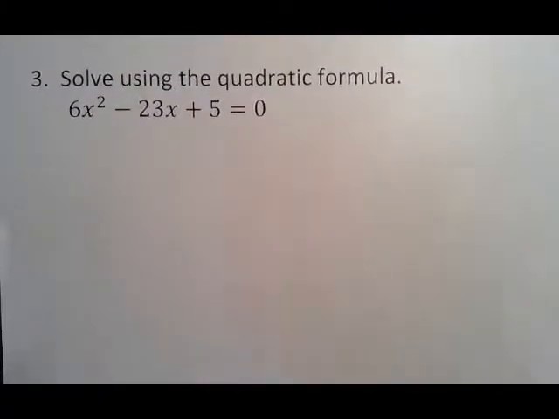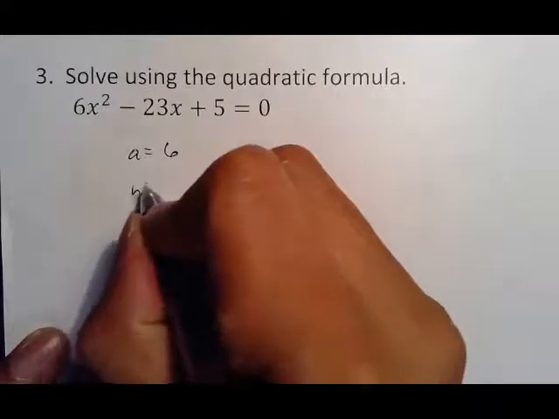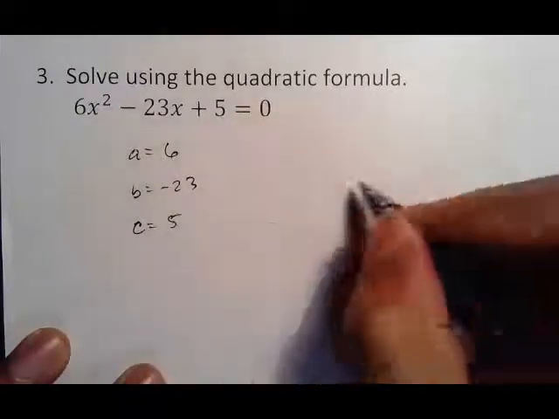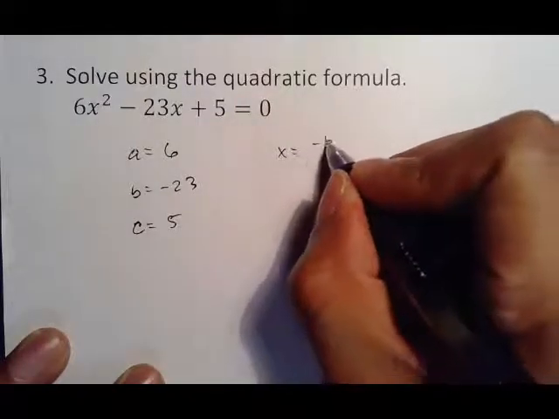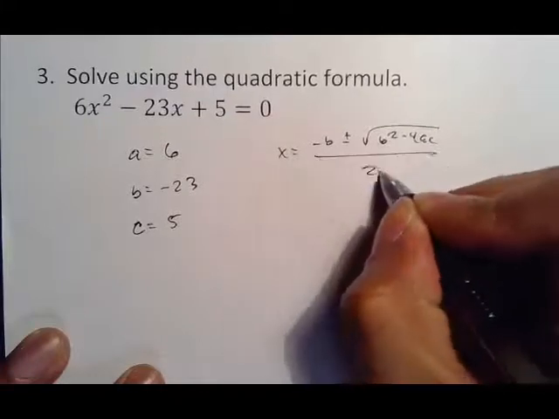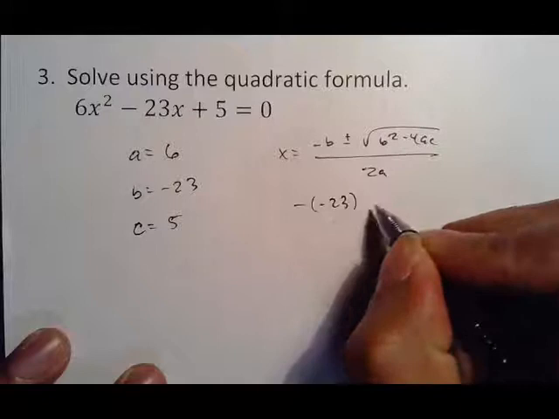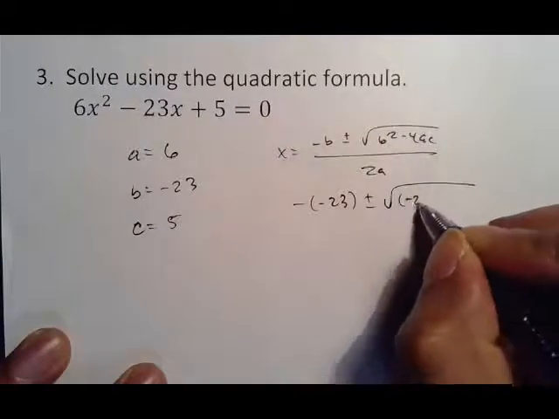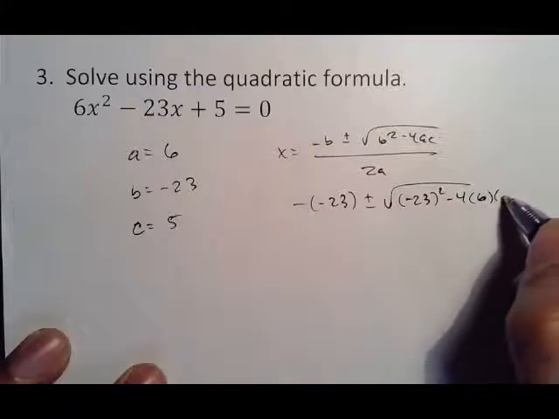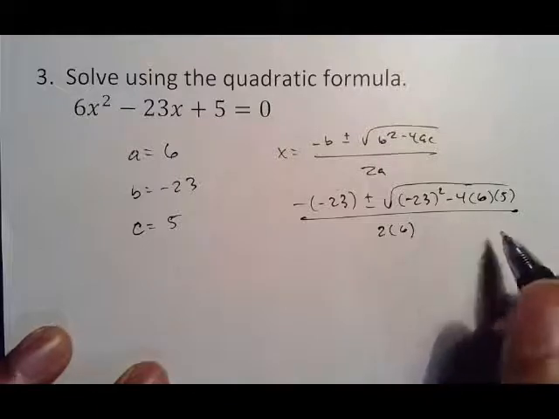And then the last question, again, same thing. Really no need to do it, but for the sake of practice, a is equal to 6, b is equal to negative 23, c is equal to 5. So we write this out, negative b plus or minus square root of b squared minus 4ac all over 2a, negative parentheses negative 23, negative 23 squared minus 4, 6, 5 all over 2 times 6.